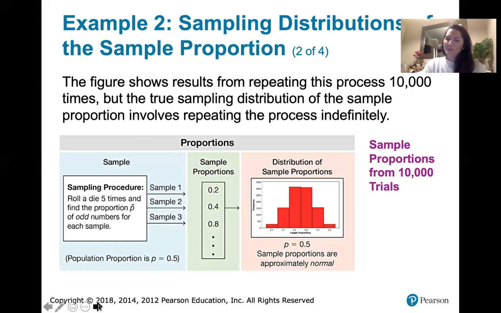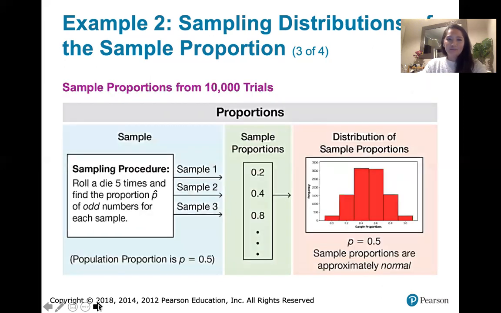If you're saying, what does that mean? We're going to get to that soon. Okay, so this is a zoomed in version of the exact same graphic. If you look at this distribution of sample proportions on the right, you see that the sample proportions were either 0, 1/5, 2/5, 3/5, 4/5, or 5/5.